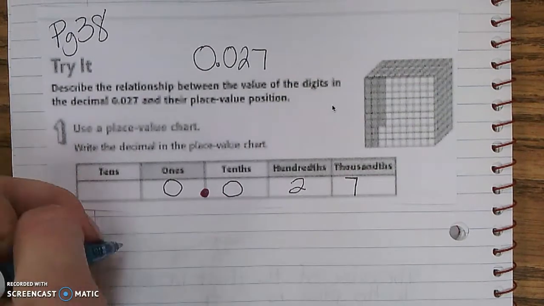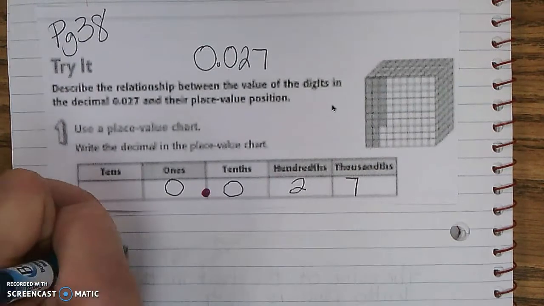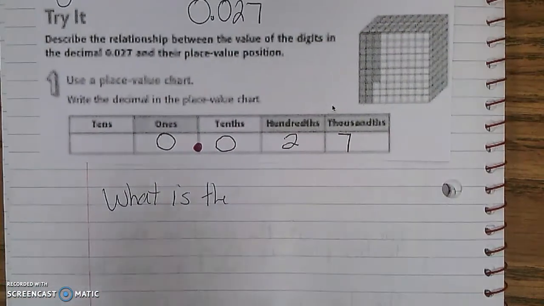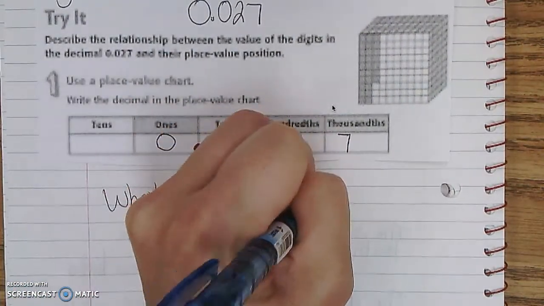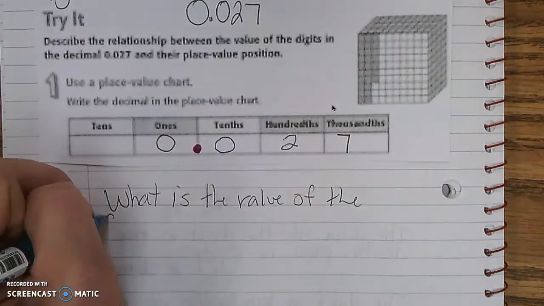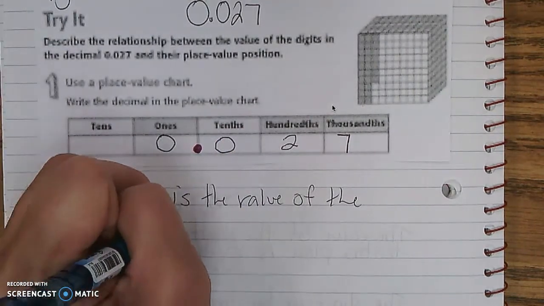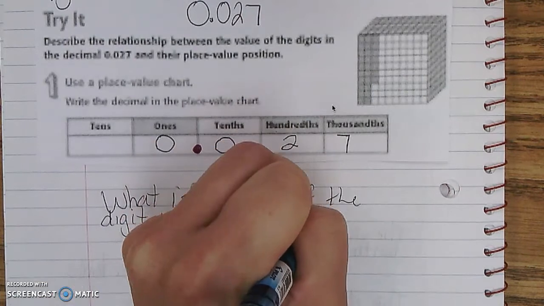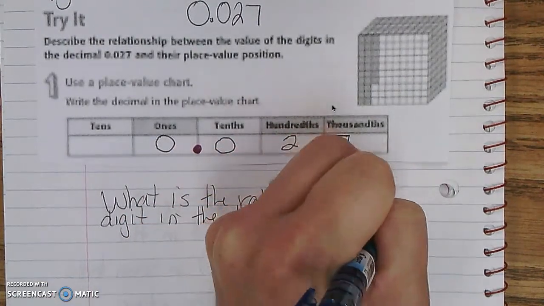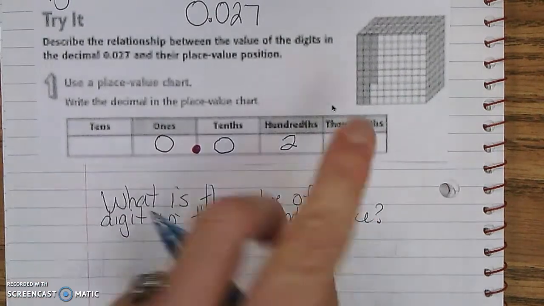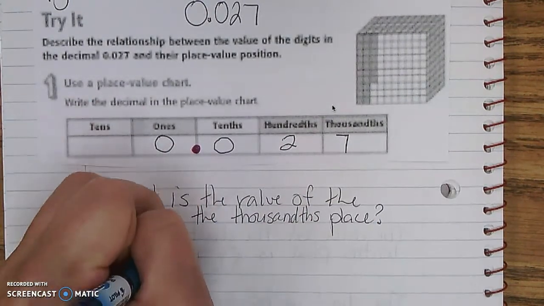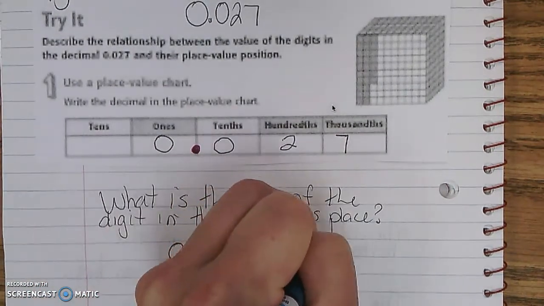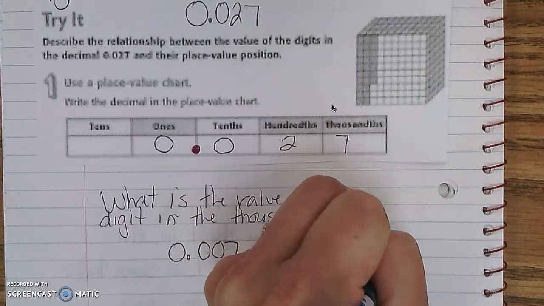And if I ask you what is the value of the digit in the thousandths place, the answer would be, here's the thousandths place, and there's a 7 there on this number. The answer would be that the value of that is 7 thousandths, or in word form, 7 thousandths.